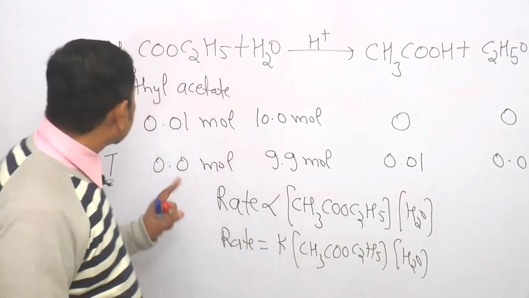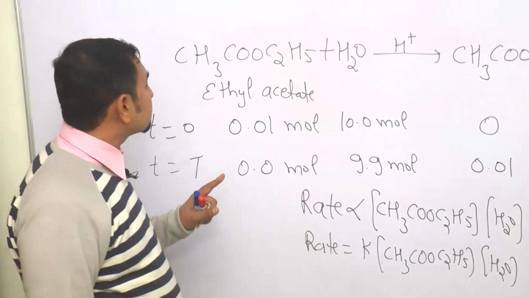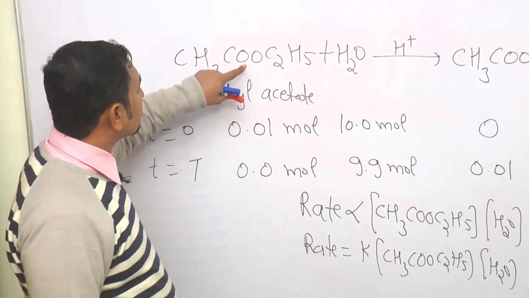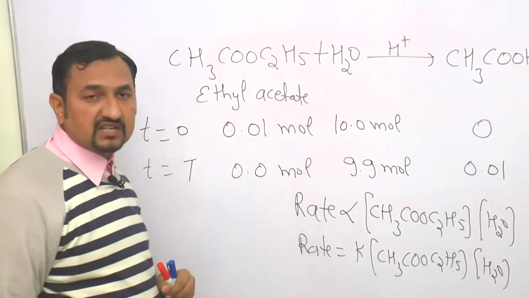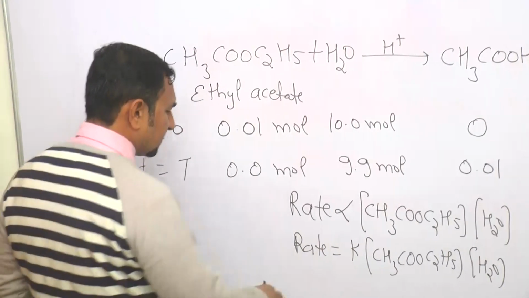Now students, here the molecularity of the reaction appears to be 2. What is the molecularity? The number of reactants participating in a chemical reaction. So here there are 2 reactants, so the molecularity of this reaction is 2, but the order is not 2.